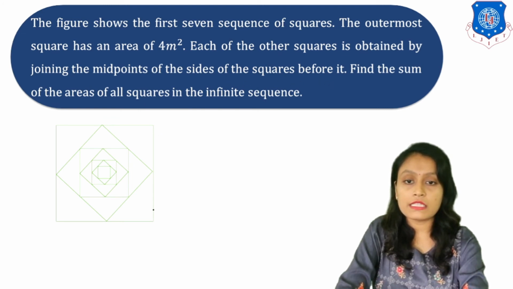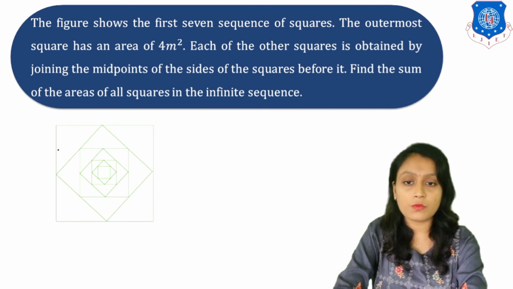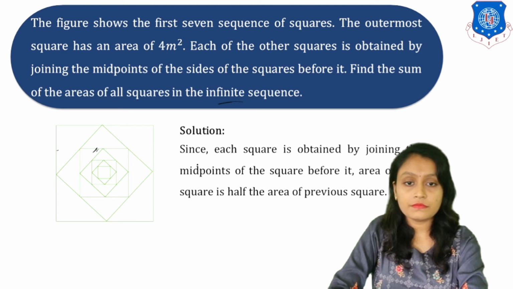Yes, so here you can see the sequence of first 7 squares. This is the first square. Its area is given, that is 4 meters square. Now this second square is formed by joining the midpoints of this first square. Similarly, this square is formed by joining the midpoints of this square, right? And we have to find the area of all the squares in the infinite sequence. Okay, so let's begin with the solution.